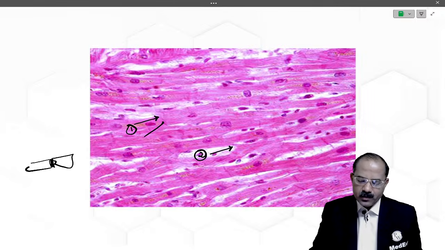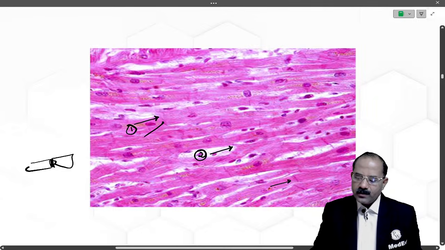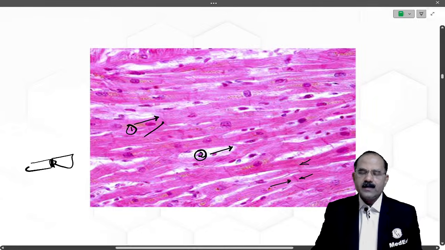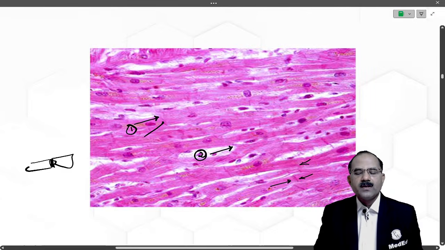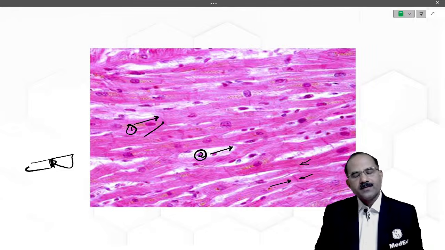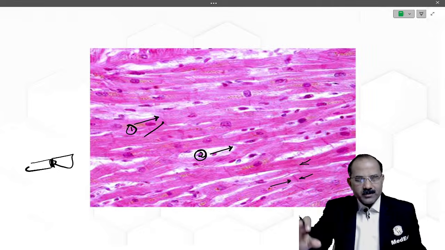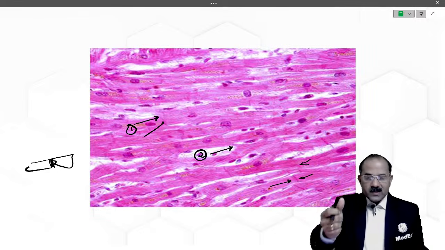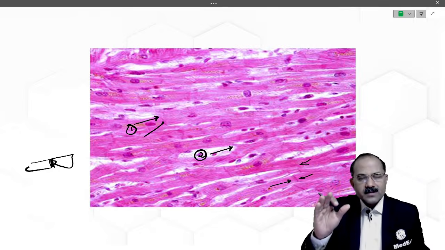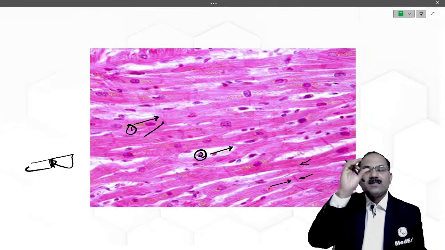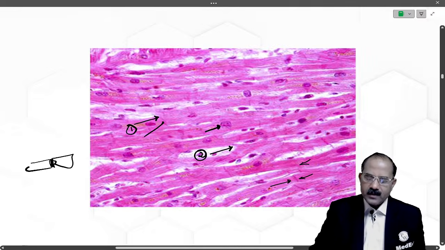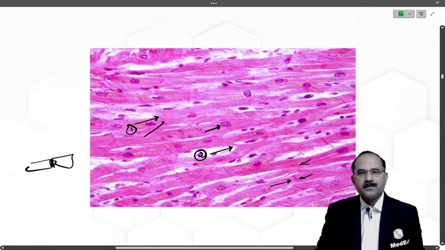You can see beautiful intercalated discs everywhere. Look, that's an intercalated disc. That's an intercalated disc. And what is number 2? Number 2 is branching. Snehajit, yes. Number 2 is branching. You can see branching. So if it's a cardiac muscle, what do you see? Longitudinal muscle fibers present. Branching is seen, intercalated discs are seen, and the nucleus is in the center of the cell. Look at that, the nucleus is in the center of the cell.